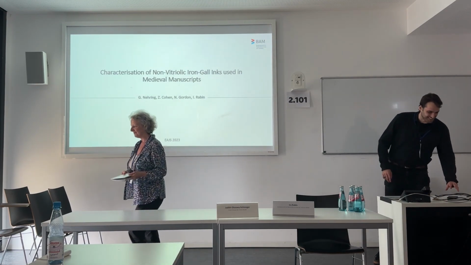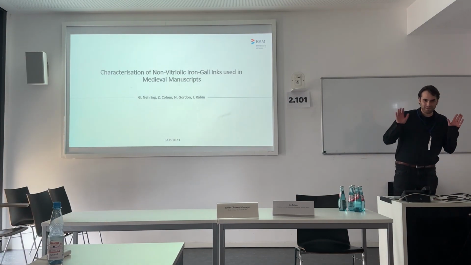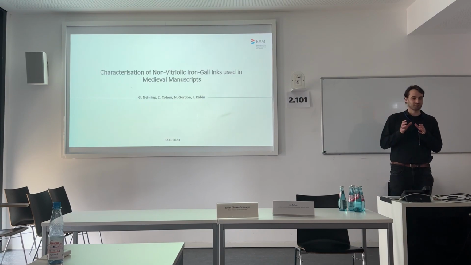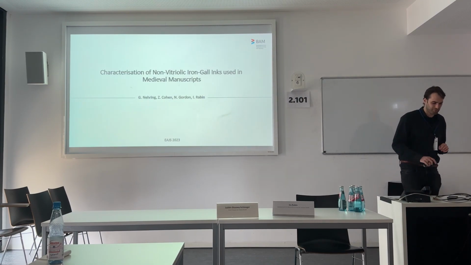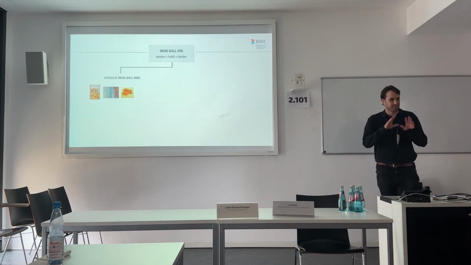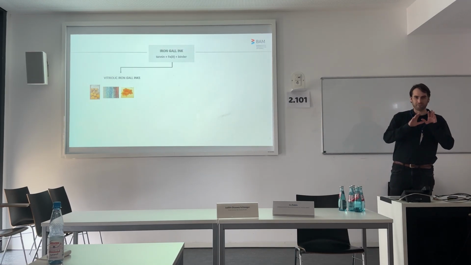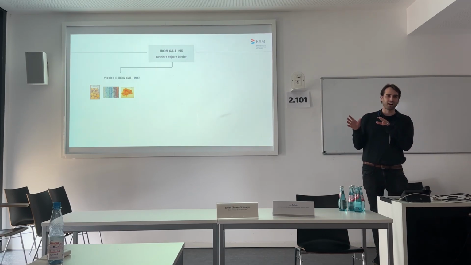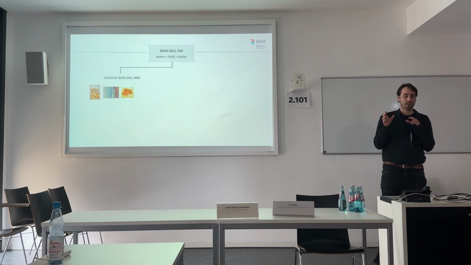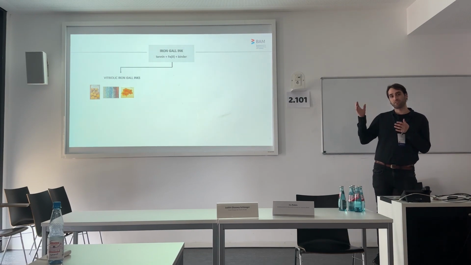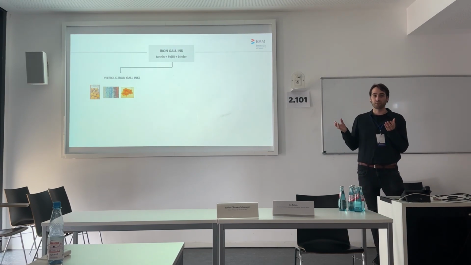Thank you so much. So in my talk, I will talk about more problematic inks, the inks that we can hardly distinguish. So first of all, just to start again with the ink types, we have iron-gall inks, which are products of a chemical reaction between iron(II) ions and tannins with an addition of the binder. The most common iron-gall inks, the vitriolic iron-gall inks, are produced with use of vitriol. Vitriol is a source of iron ions.